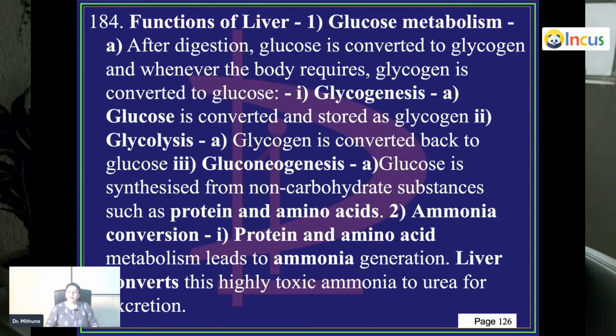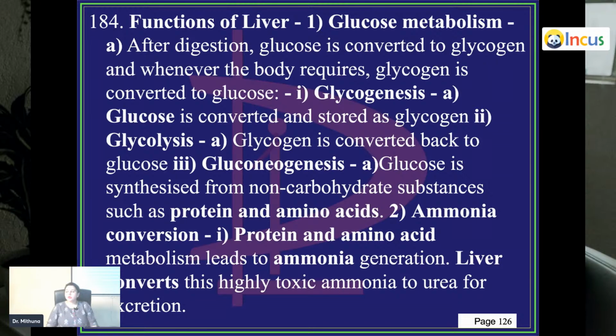What are the functions? Coming back to the liver, you saw where the liver is situated, right? The liver is majorly situated in the right hypochondriac region, or the right upper quadrant of the stomach. So one of the functions is glucose metabolism. After you've taken the food, that glucose conversion occurs in the liver.